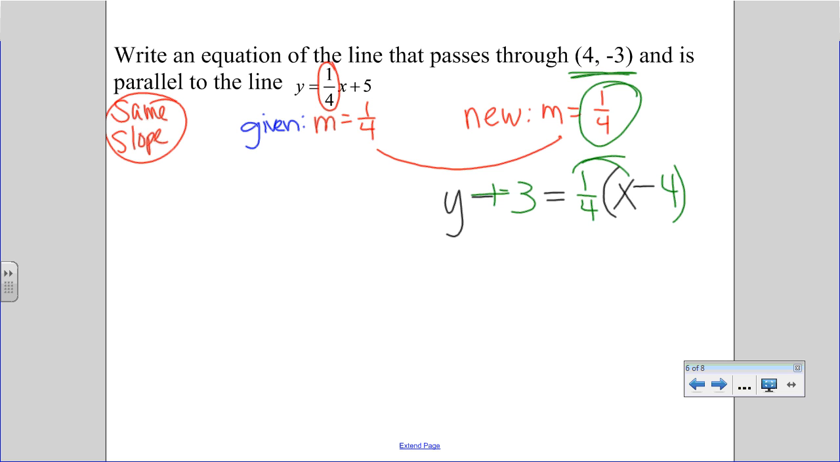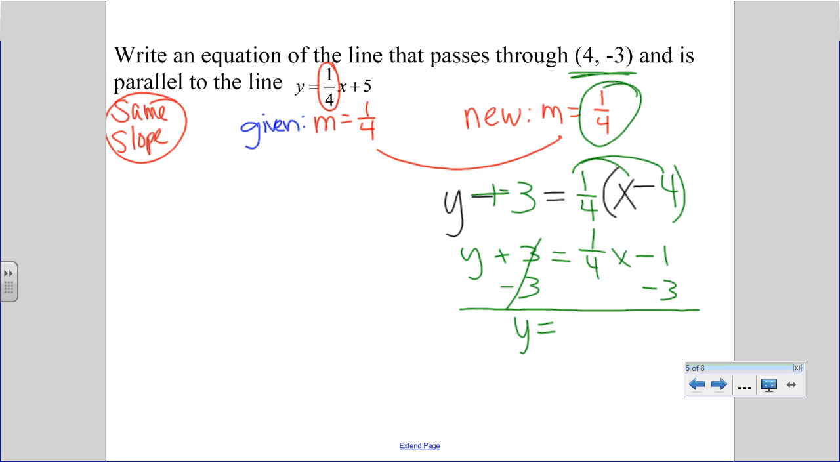We're going to distribute. I get 1/4 x, and then 1/4 times the -4 is -1, and that's equal to y plus 3. I'm now back to undoing any of the addition or subtraction, so I'm going to subtract 3 from each side to get rid of that plus 3. And I'm left with y equals 1/4 x minus 4.